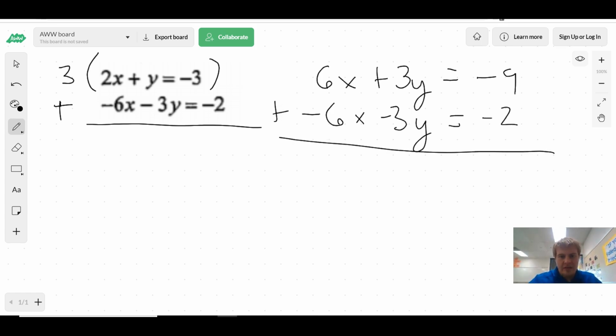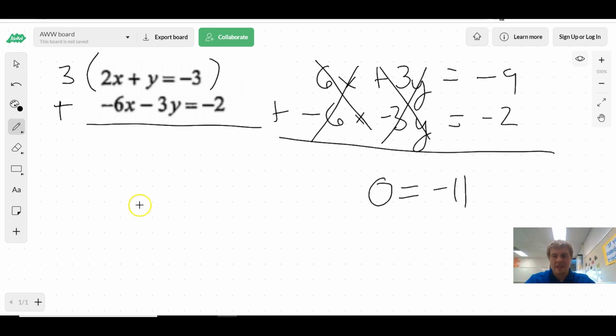And now when I add straight down, this will cancel, which is going to leave this side as 0 equals -11. We look at that, because 0 equals -11 is never true, so this would be a no solution problem. Let's try the next problem.